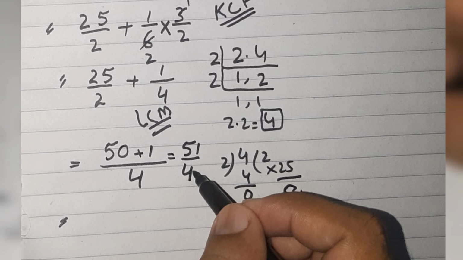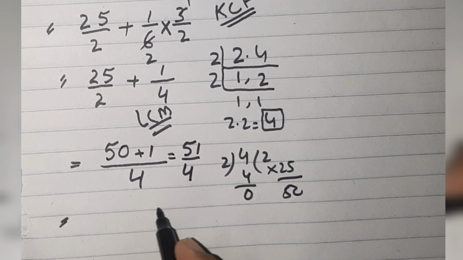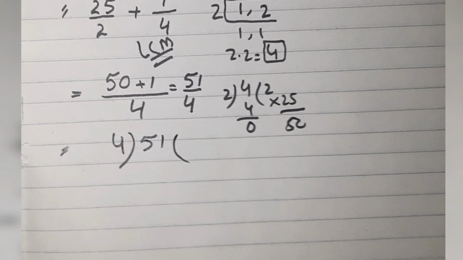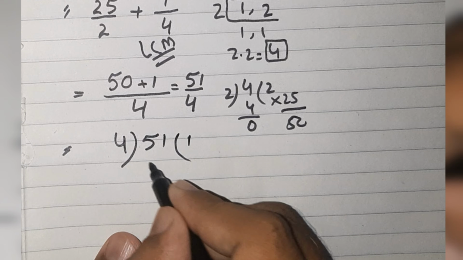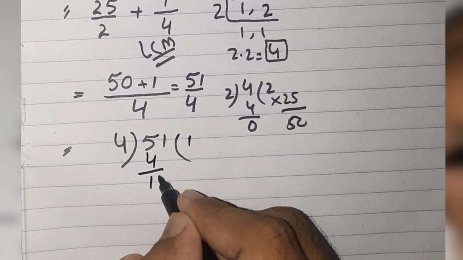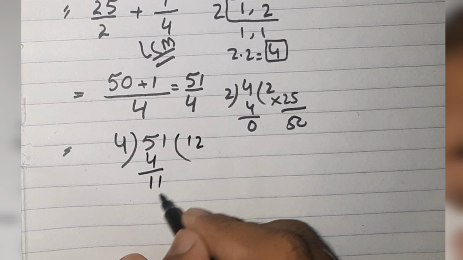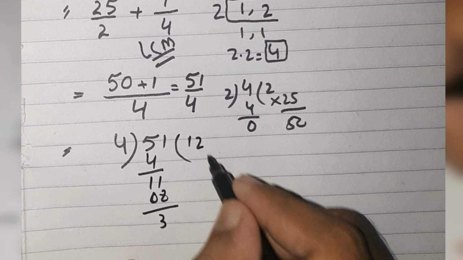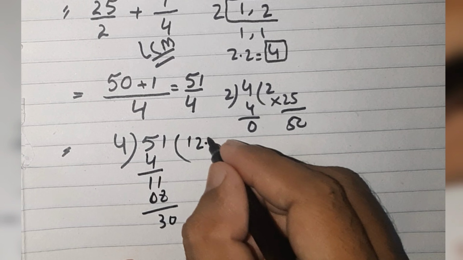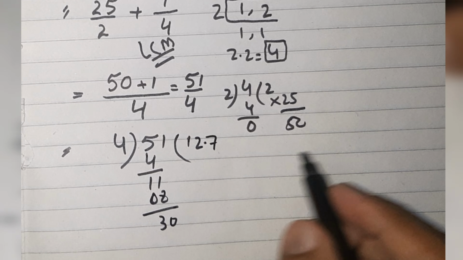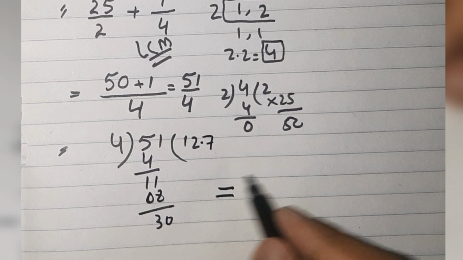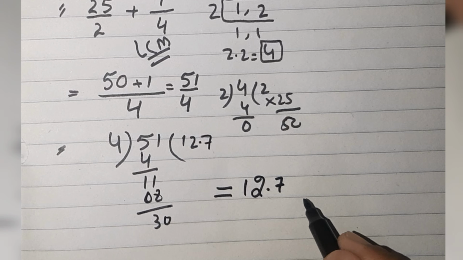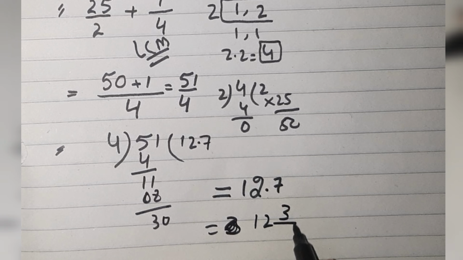51 over 4 change into a mixed fraction. How? 51 divided by 4. 4 times 1 is 4, 5 minus 4 is 1, then bring down 1 to get 11, and 4 times 2 is 8, which gives us 3, then 4 times 3 is 12, and remainder 3. It means the exact number is 12.75. So here 12 3 upon 4.